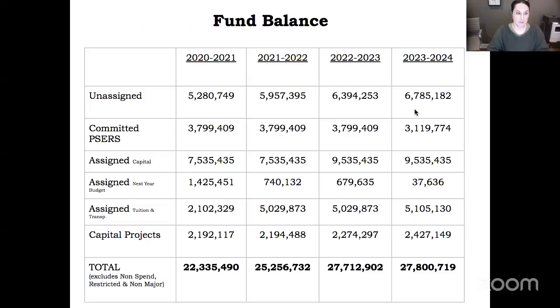And why? I could jump in here for a second. Sure. We just learned from our audit for 23-24 that our fund balance is actually 25 million, not 27.8. No, it's 25, and then the capital project, so the total is 27.8. Okay, thank you.